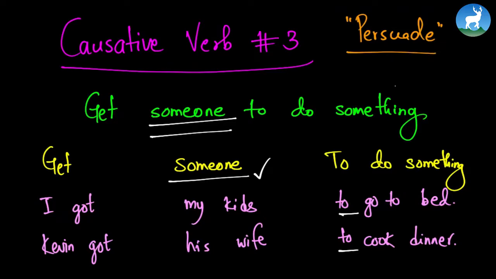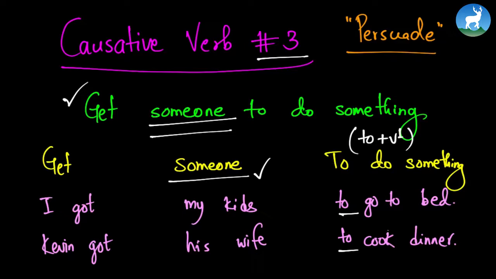So this construction feels less neutral than the previous one. So this is the causative verb number 3. Get someone to do something. This is the simple to infinitive, also known as to plus base verb, a V1 in traditional grammar.